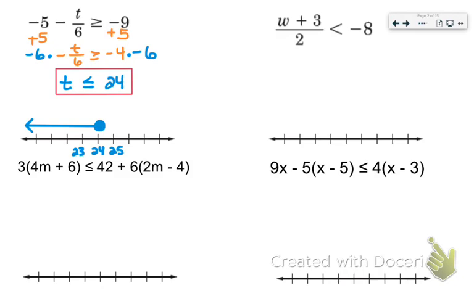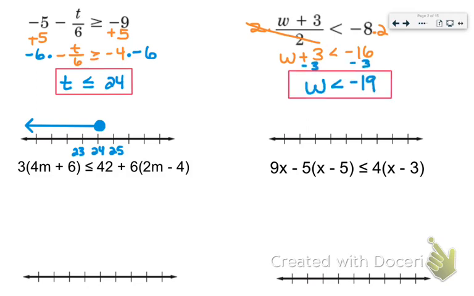Our second example, we do have a fraction, but we only have one term. It's one whole term. So let's get rid of the fraction first by multiplying both sides by 2 to get that to cancel out on the left side. Then the only thing left to do is subtract 3 from both sides to get w by itself. So again, be careful when we plot our scale for the number line with negatives. Negative 20 is on the left of negative 19. And we need an open circle at negative 19, an arrow going to the left.